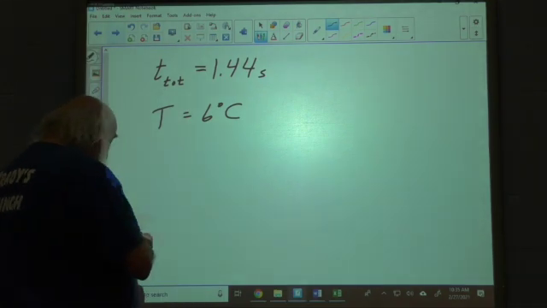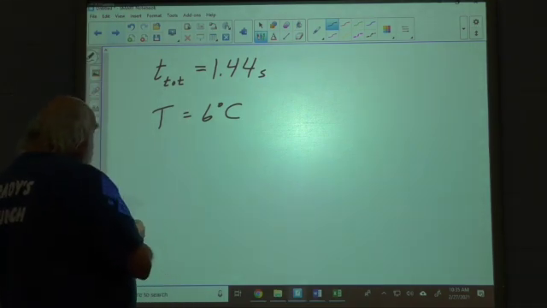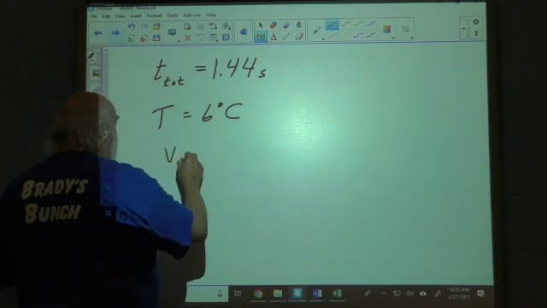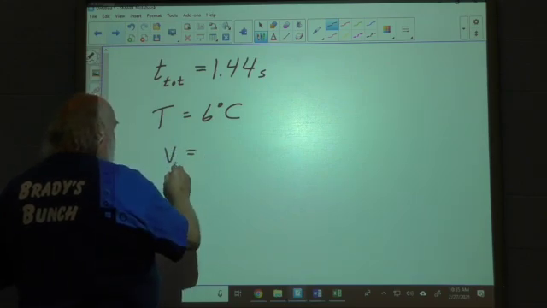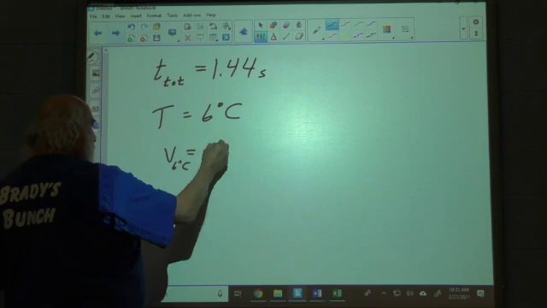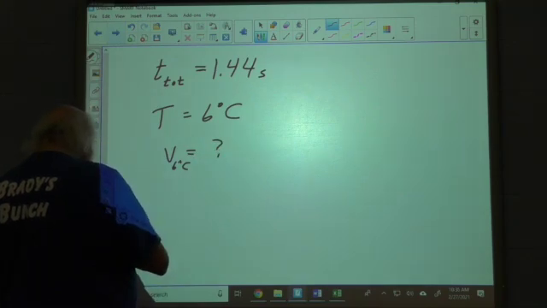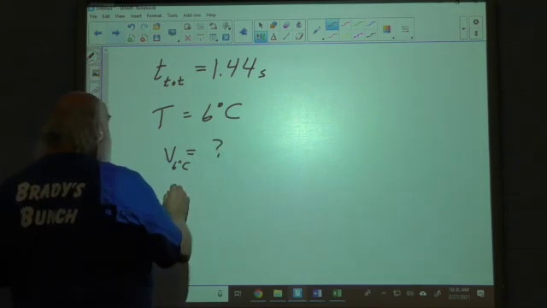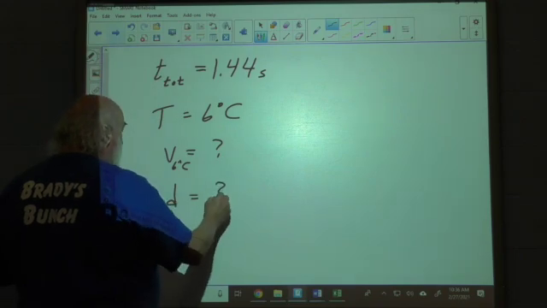And the question we want to know is, first of all, what is the velocity at this temperature, 6 degrees Celsius? I put it down there. What is that? And then what is the distance between you and the cliff?